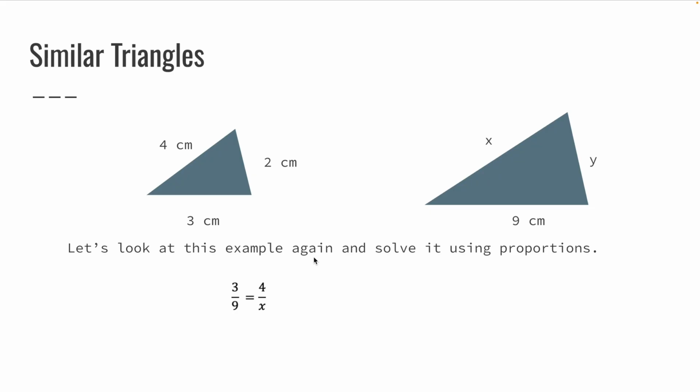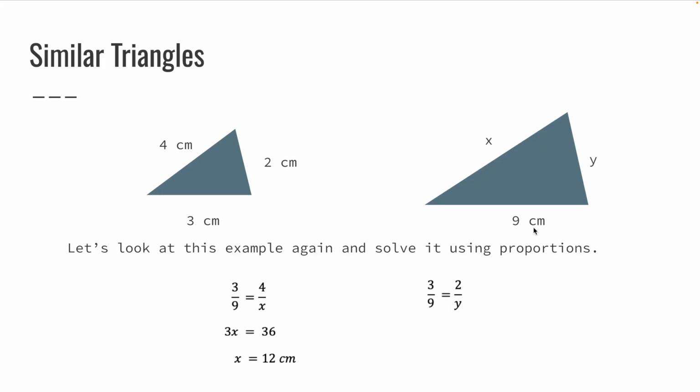And now I can use proportions to solve this out. So I'm going to do 3 times x equals 4 times 9. So I get 3x equals 36. And then to get the x by itself, I'm going to divide both sides by 3, and I get x equals 12 centimeters. And I can follow that same pattern for the y.